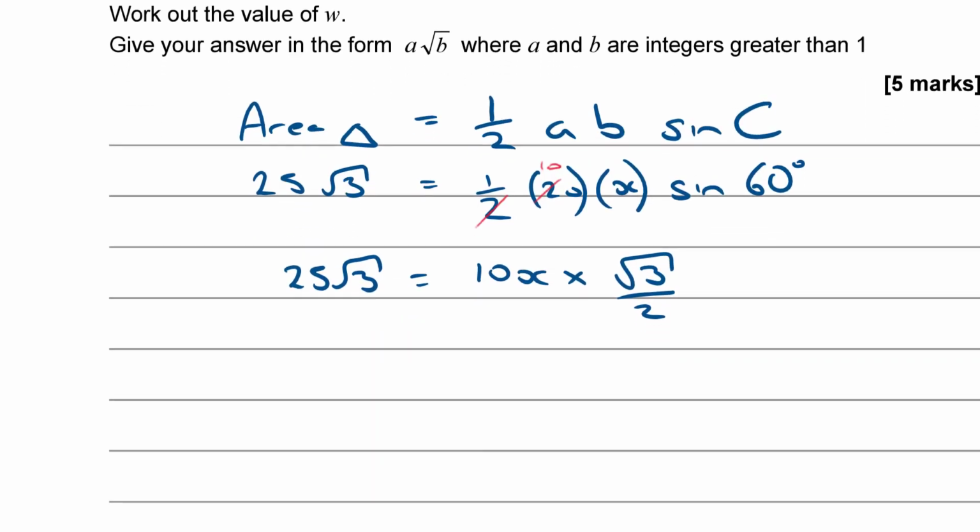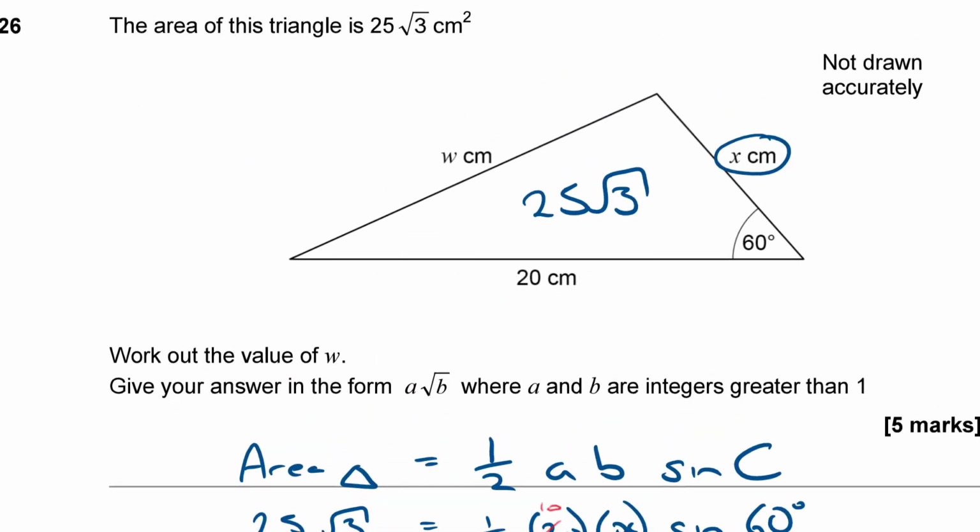So now what can I do? I've got root 3 on both sides. I've got a root 3 and I can cancel it with that root 3 there. That should make life a lot easier. I can divide the 2 into the 10 and make 5. So now I've got 25 is equal to, well, it's equal to 5x. And then divide both sides by 5. I'm going to get x is equal to 5. Okay, so that's promising. So now coming back to my diagram, I know that x is equal to 5.